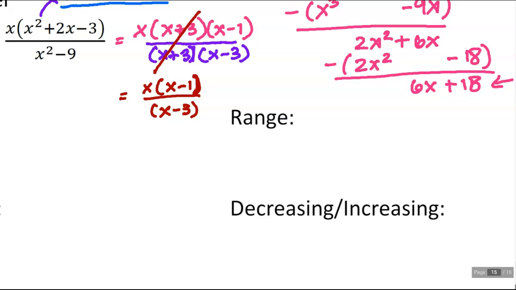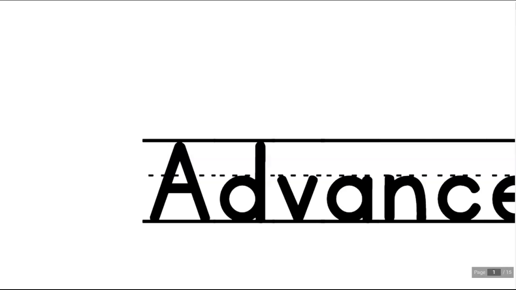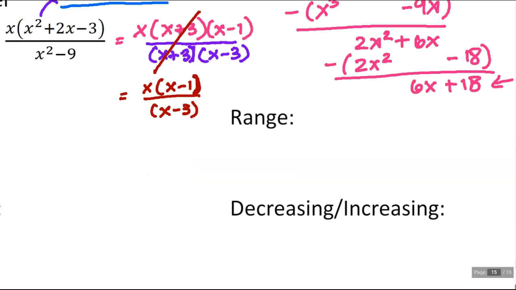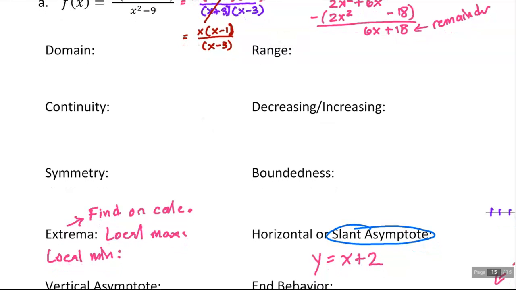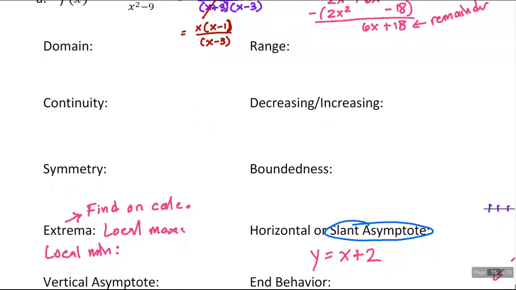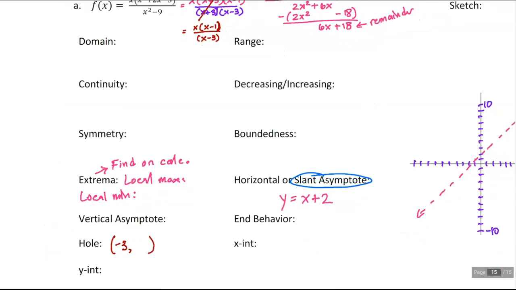And we remember that the 0 remaining in the denominator creates the vertical asymptote. So here, the factor of x minus 3 gives us a 0 at x equals 3. So my vertical asymptote is at x equals 3.